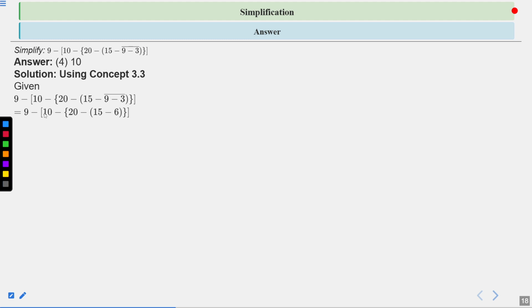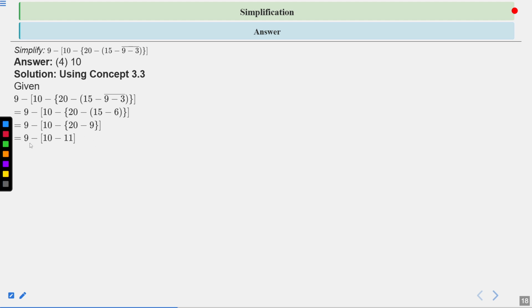So we get 9 minus large bracket 10 minus medium bracket 20 minus, when we solve it, 9 minus 3, we got 6. So in the small bracket we can write it 15 minus 6, and then the small bracket, medium bracket, and large bracket will be closed. Now we solve the small bracket. So 15 minus 6 we get 9. So we get 9 minus large bracket 10 minus in medium bracket 20 minus 9. Now medium bracket and large bracket will be closed.